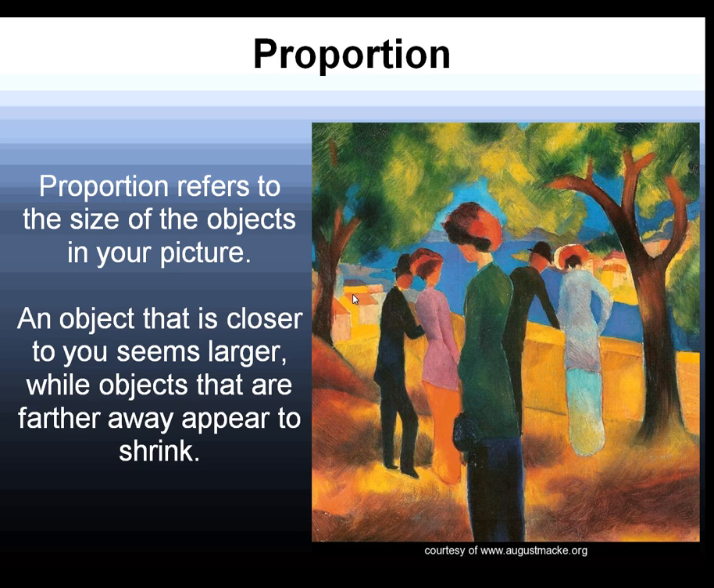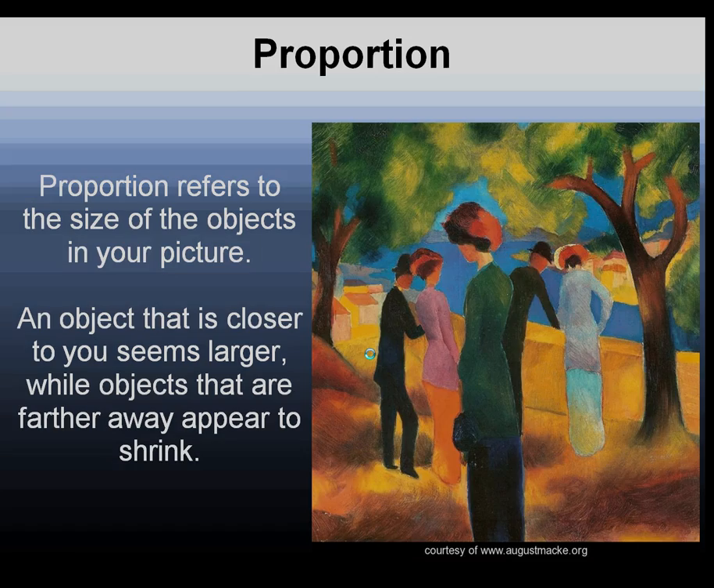That is what proportion is all about. The closer an object is to you, the larger it appears. The smaller an object is, the farther it is from you, which is why the houses and the mountains and even these people are noticeably smaller than her. It doesn't mean that she's giant, it just means that she's closer to you.